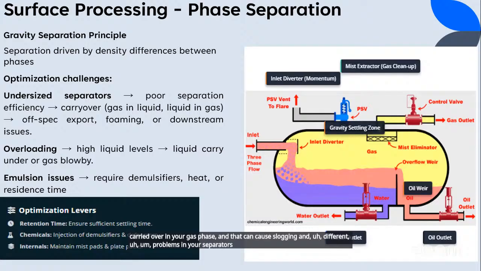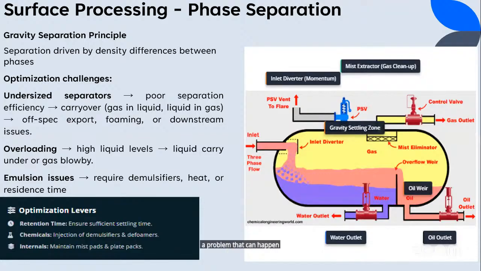You can have off-spec export because there's always a requirement when you are to export these things. You can have foaming and downstream issues or overloading. Also, high liquid level, liquid carry under or gas blow by can also be a problem that can happen. Or emulsion issues can also come up when you're looking at your surface facility.